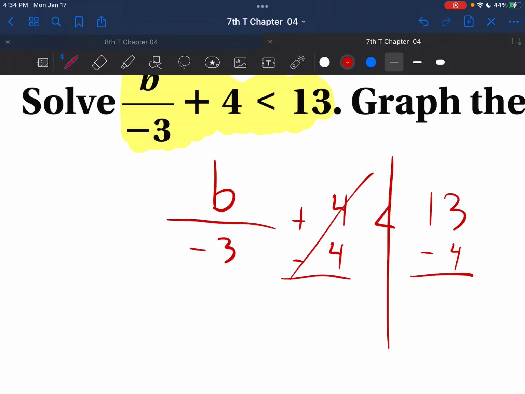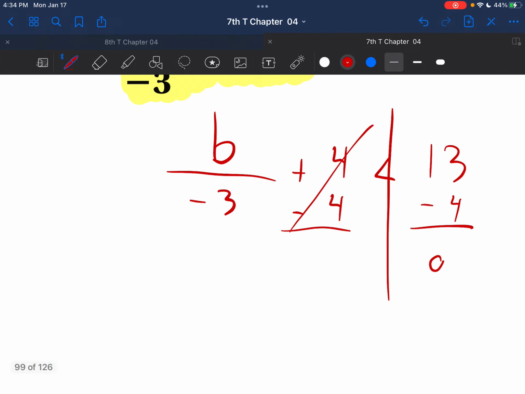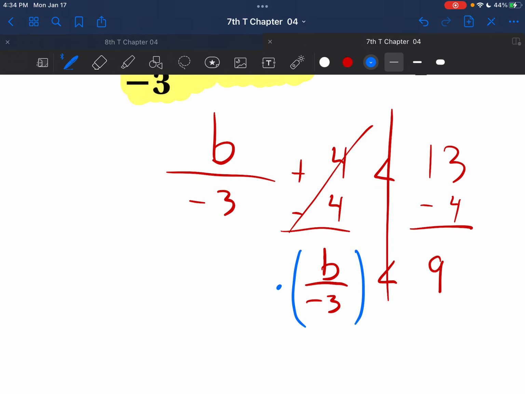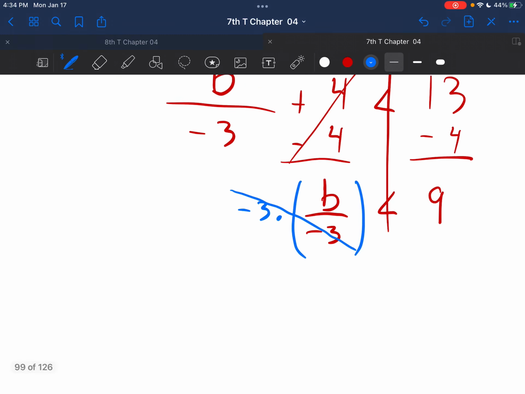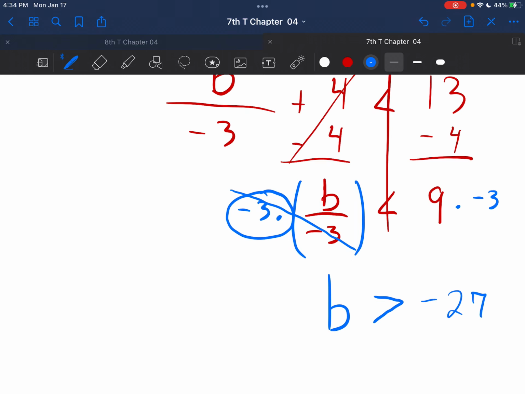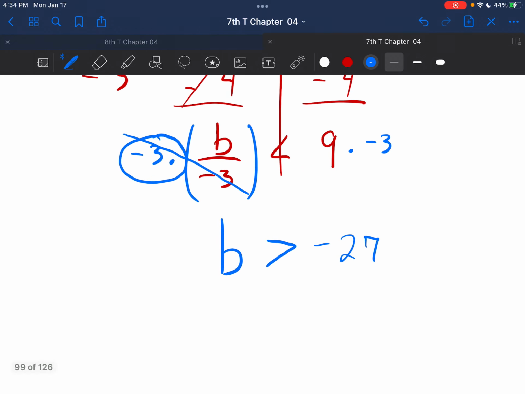Subtract 4. So 13 minus 4 is 9. Drop your sign. You now have b divided by negative 3. And let's ask ourselves, what is the opposite of dividing by negative 3? Well, that will be multiplying by negative 3. Eventually, once you do all of the math, this is going to cross itself off. B stays the same, right? And remember, if we multiply by a negative 3, what happens to the sign? It actually flips. And then whatever you do on one side, do it to the other. So 9 times negative 3 is negative 27. And there you have your inequality.